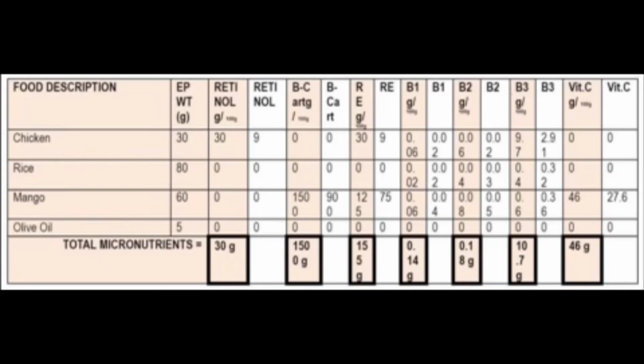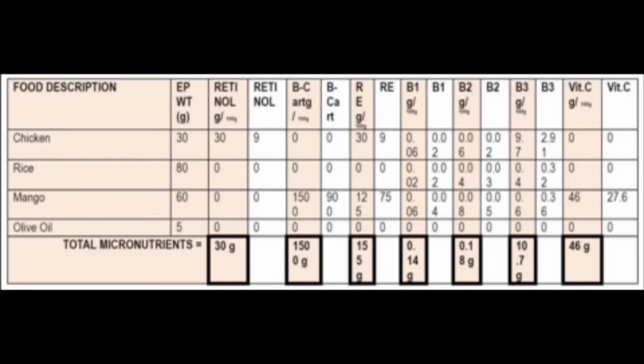Mango has 60 EP weight. So retinol has none. Beta-carotene has 1,500 and 900. So RAE is 125 and 75. So B1 is 0.06 and 0.04. So B2 is 0.08 and 0.05. So B3 has 0.6 and 0.36. So vitamin C has 46 and 27.6.